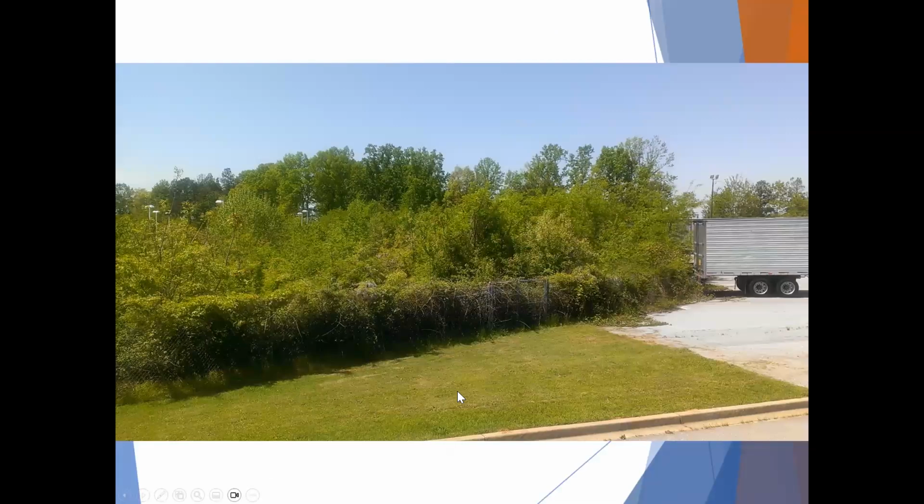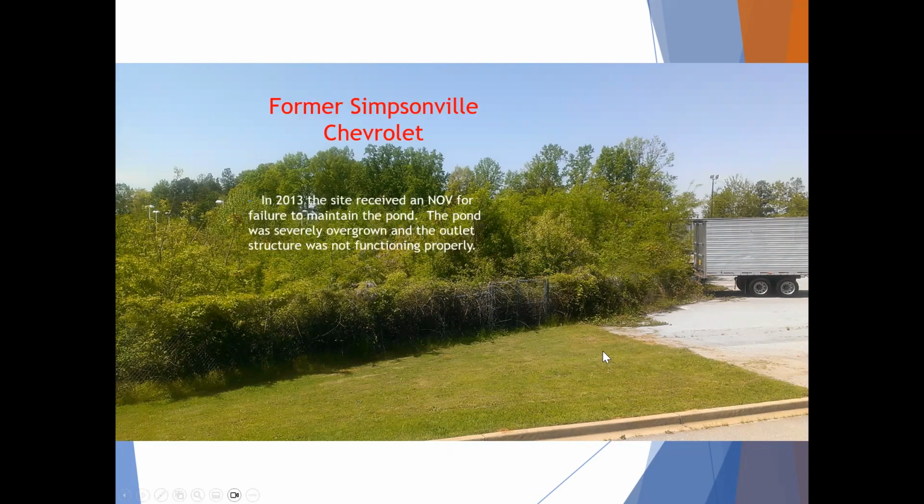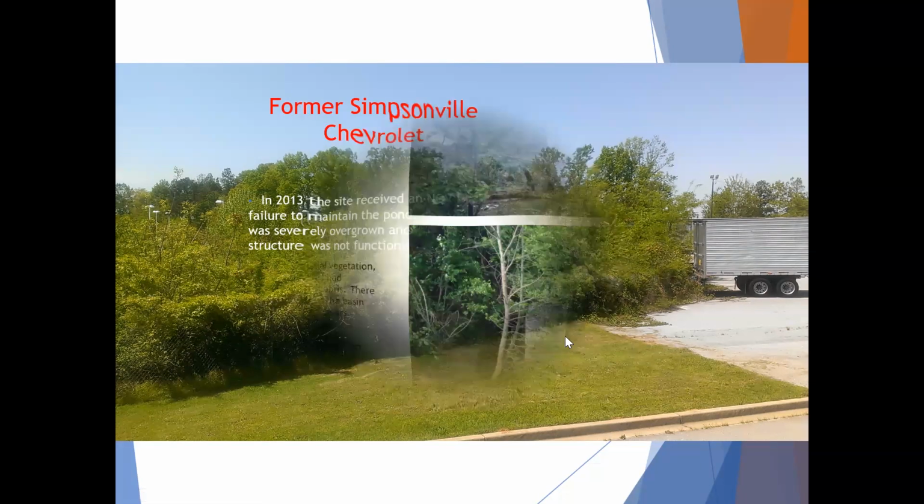So, first case study here, this is a pond. Actually, yes, all this green vegetation is a pond. It was a former Chevrolet site in Simpsonville, South Carolina. Not surprisingly, in 2013, they received a notice of violation for failure to maintain the pond. Probably was long overdue. The pond was obviously severely overgrown and the outlet structure was not functioning properly.